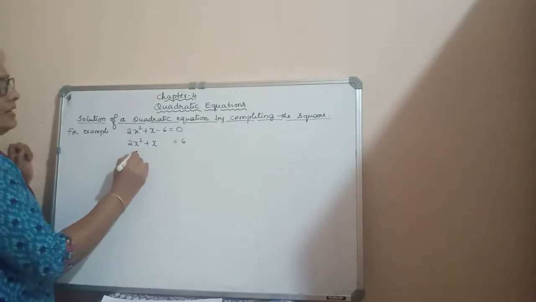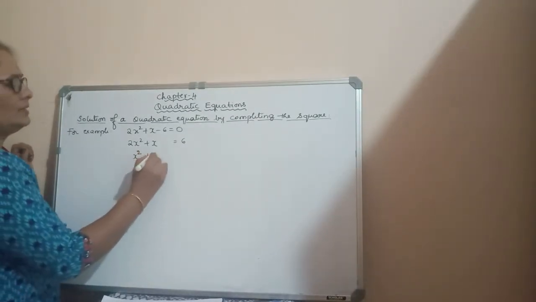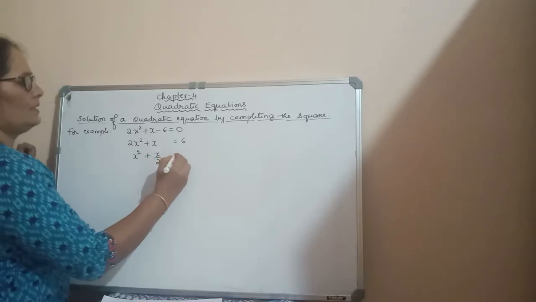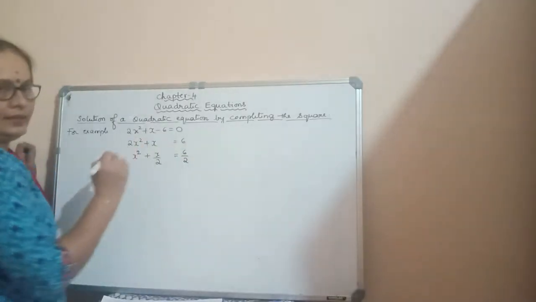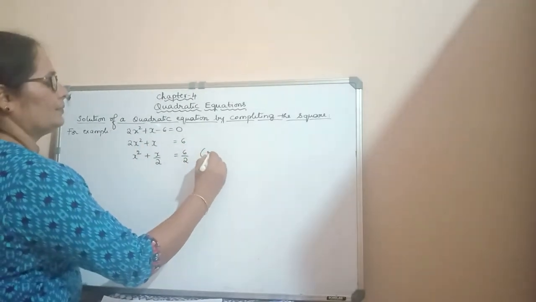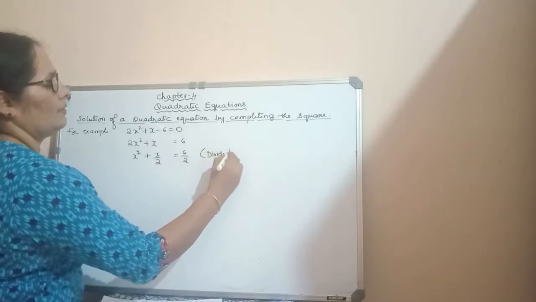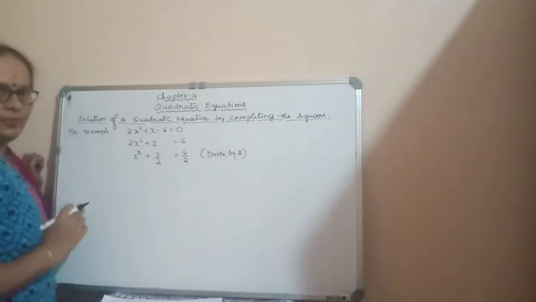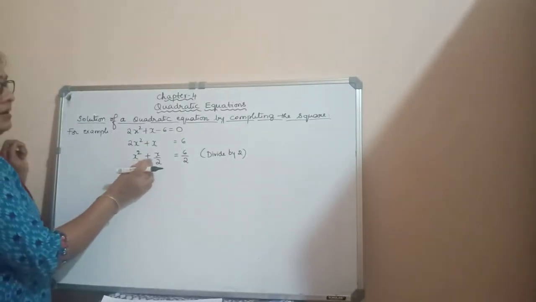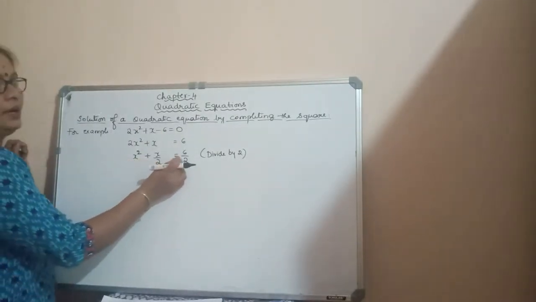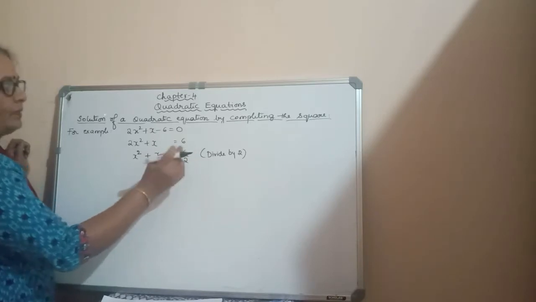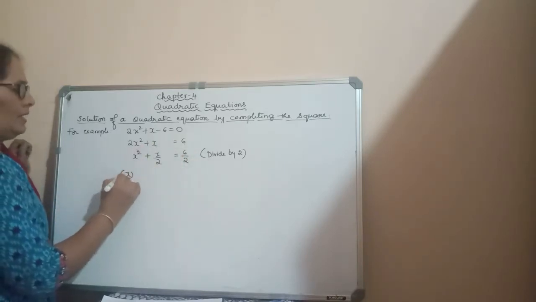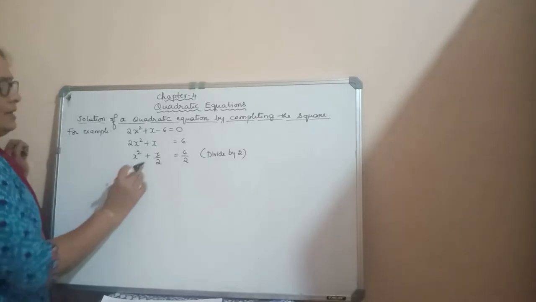So you will get x square plus x by 2 equals 6 by 2. That is, divide the whole equation by 2. Then you will get x square plus x by 2 equals 6 by 2. Now x square you can write as x whole square. Here the plus sign is there.